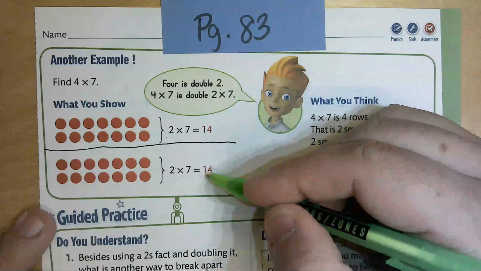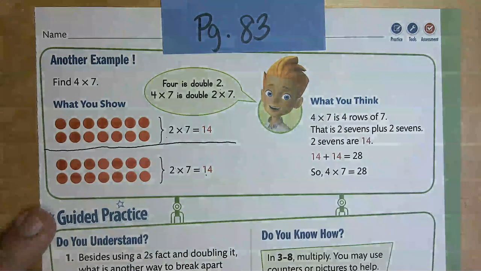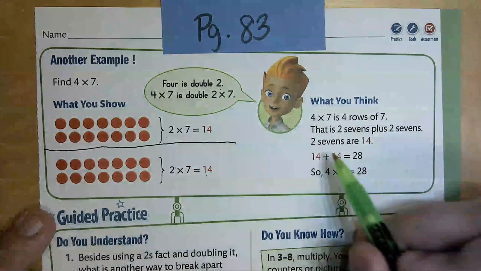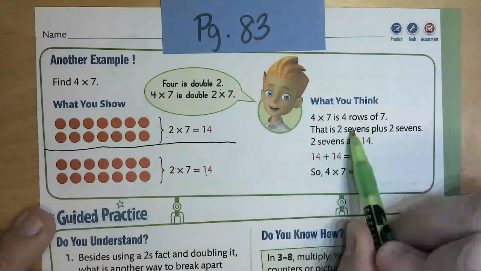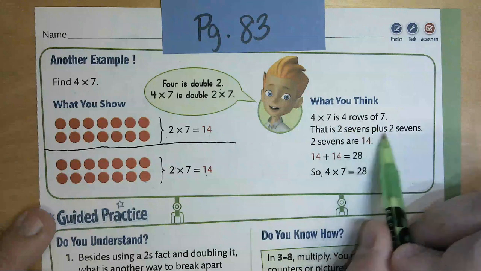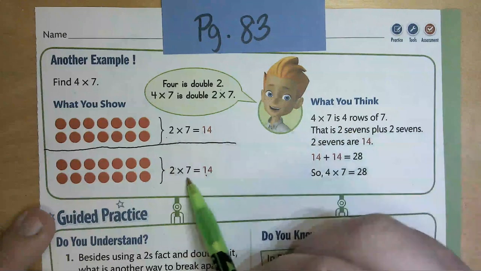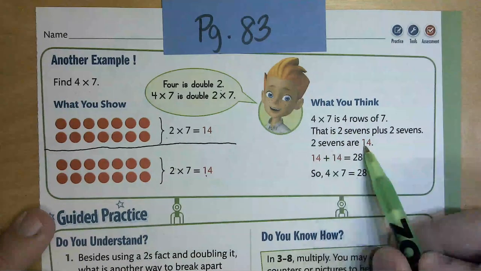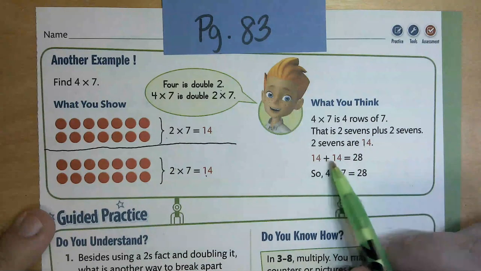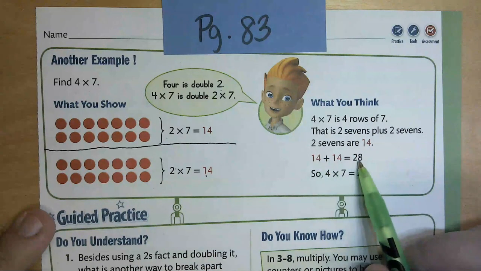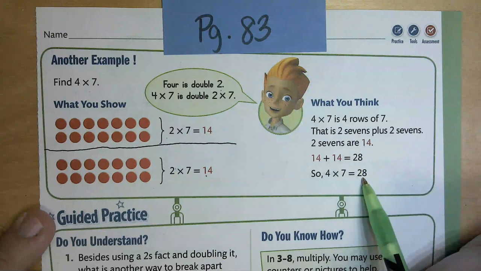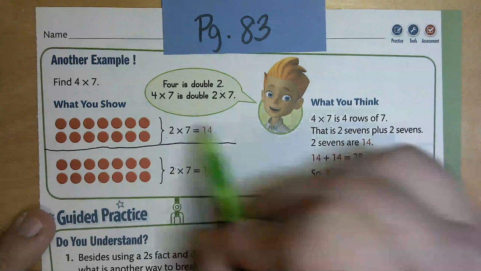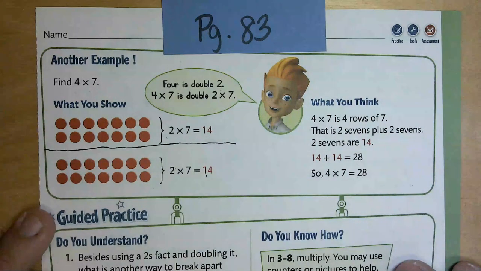Well, what do we do when we use the distributive property? We've got to add them together. So we had 4 times 7, which was 4 rows of 7. That is 2 7s plus 2 more 7s. 2 7s was 14. So 14 plus 14, 4 plus 4 is 8. 1 plus 1 is 2. So 4 times 7 is 28. All right. All we're doing is taking it and breaking it into some easier numbers for us to work with.